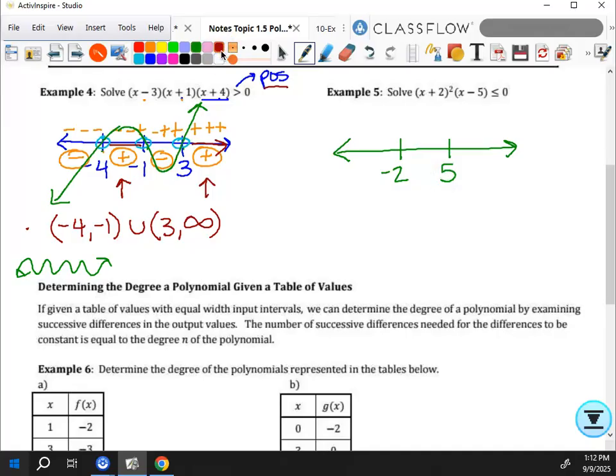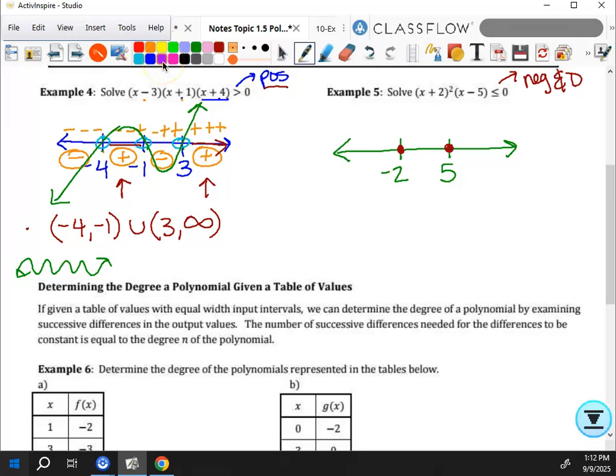And then this means that I want negative and 0. So that means these are closed circles. All right. And now I'm going to test points.